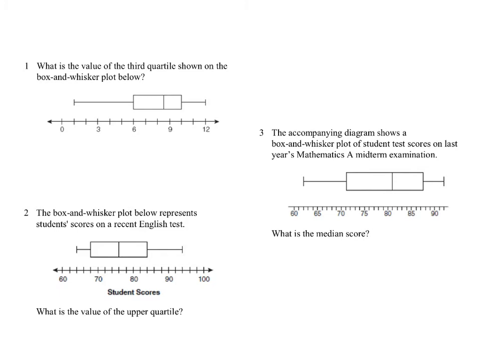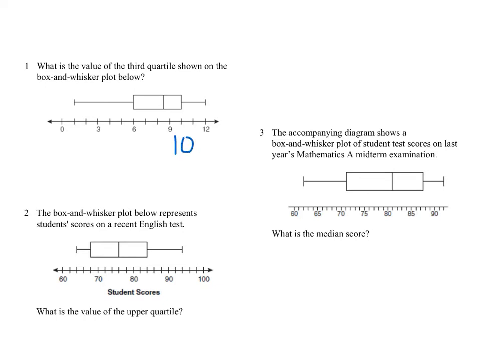What's the value of the 3rd quartile shown in the box and whisker plot? Well, again, remember, 1st, 2nd, 3rd. So in this case, it's probably 10. Let's make sure we are counting by 1. 6, 7, 8, 9. Yes. So in this case, it is 10.